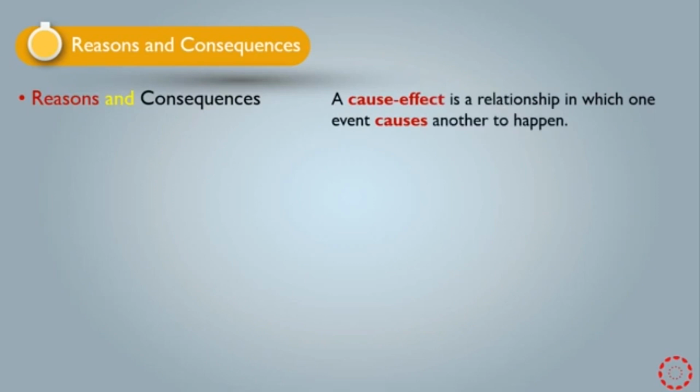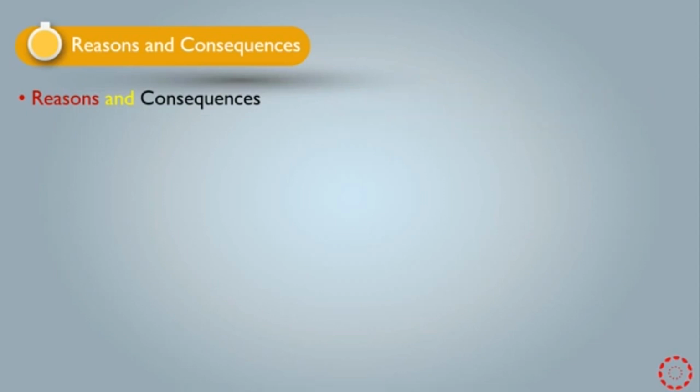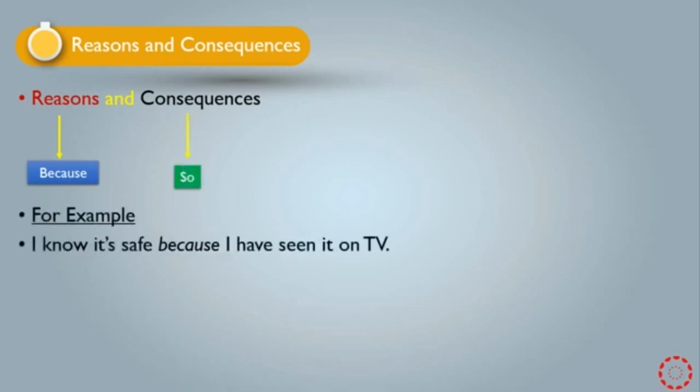It is a relationship in which one event causes another to happen. Okay, so this is the definition. A cause or an effect, or you can say a reason and consequence, is a relationship in which one event causes another to happen. For reasons we use because, and for consequences we use so. For example, I know it is safe because I have seen it on TV.